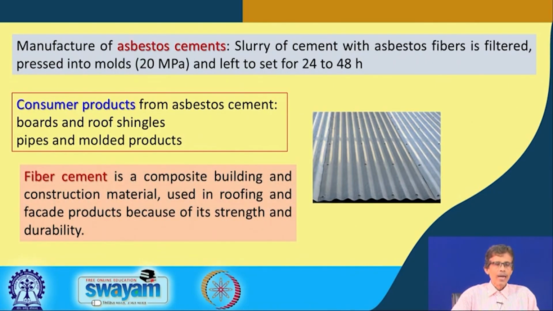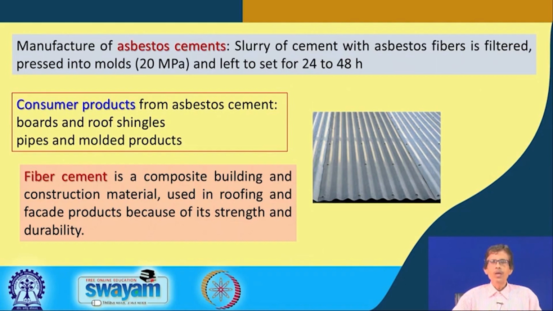So we get the idea that asbestos material is typically a fiber material. So we get a general term for this cement, the fiber cement. So what is that fiber cement? Fiber cement is therefore a composite building or construction material used in roofing and facade products. That means you can have the plaster of the walls also because of its strength and durability. So it is basically a value addition.